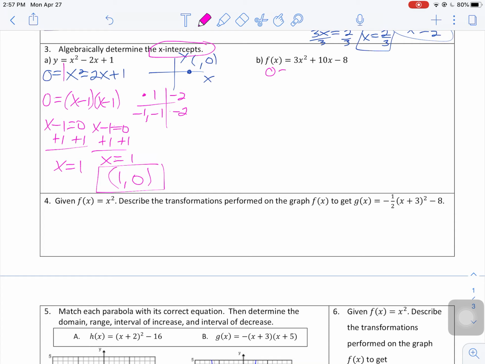So I'm going to put a 0 in instead of f of x. And then I'm going to factor, set each factor equal to 0, and solve. I see no GCF other than 1, and I see a 3 in front of the x squared. So this is advanced factoring as opposed to a basic trinomial. So I want to find 2 numbers that multiply to a times c, and then they need to add up to b. So a times c is 3 times -8, which is -24, and then b is 10.